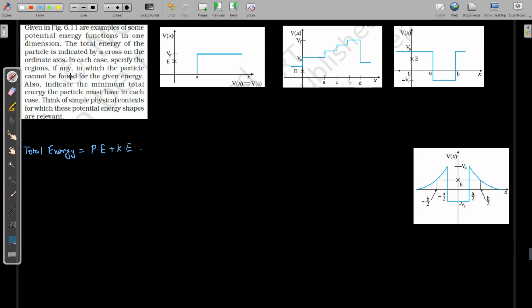So here the question says the total energy of the particle is indicated by the cross on the coordinate axis. See, here the examples of potential energy function are given. First of all, you will get confused about what a potential energy function is. Don't worry, please see what is being given in the question. I am explaining now. Especially the regions, if any, which the particle cannot be found for the given energy. In case, specify the region.